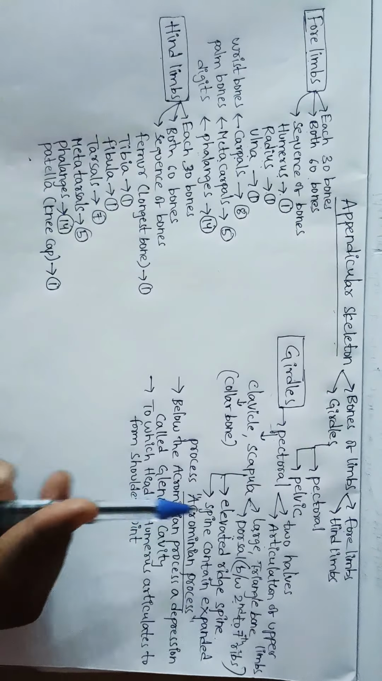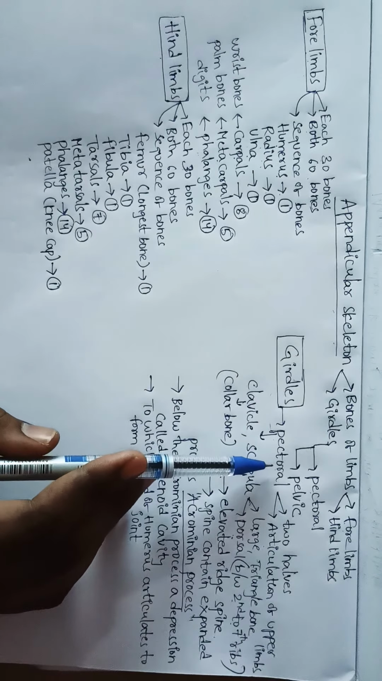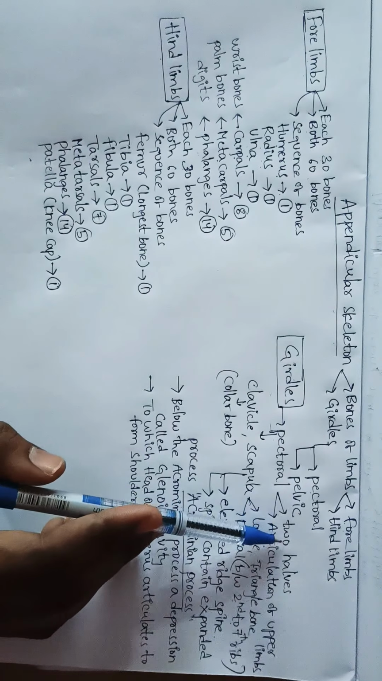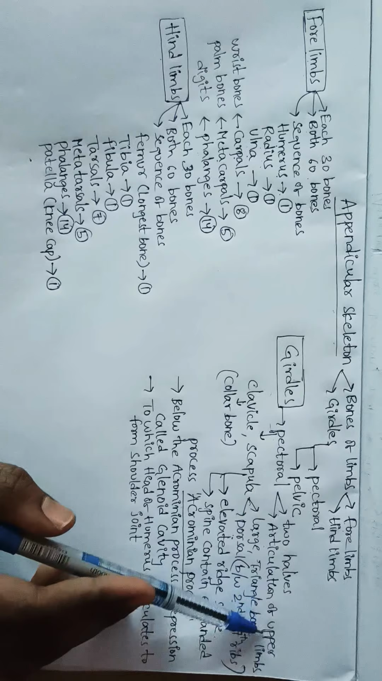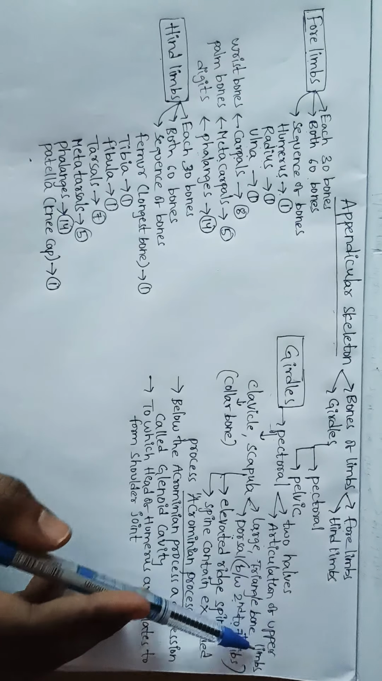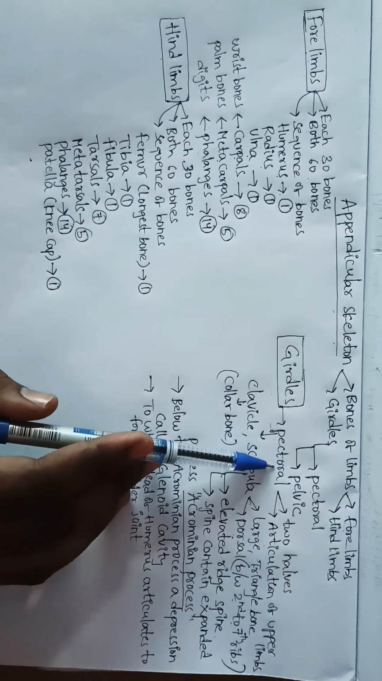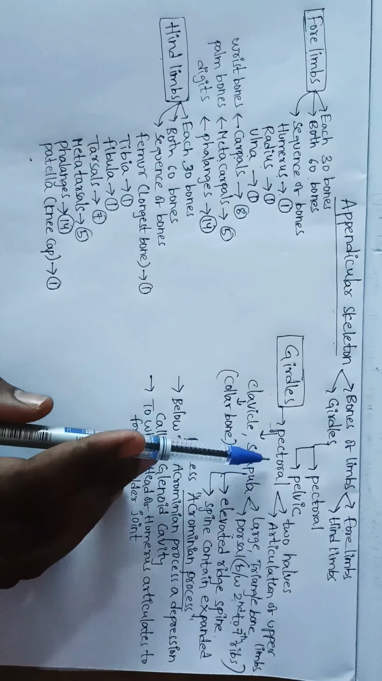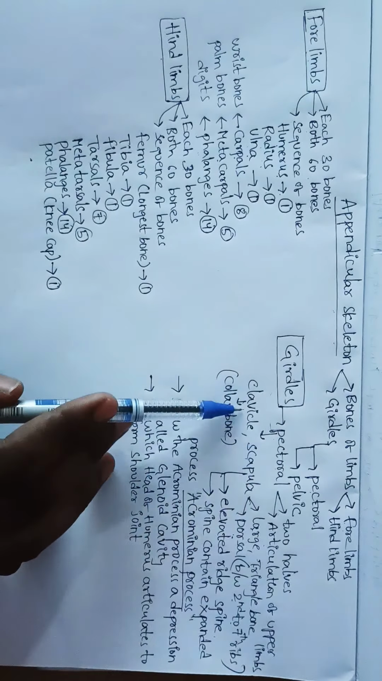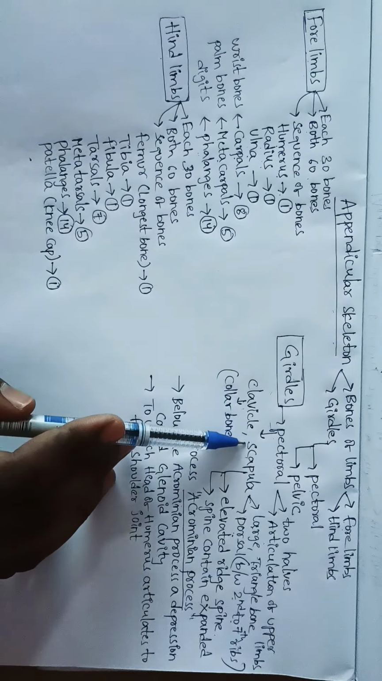This is about pectoral girdle. Pectoral girdle consists of two halves. Pectoral girdle is useful for the articulation of upper limbs. Each half of the pectoral girdle consists of two bones, that is clavicle and scapula.